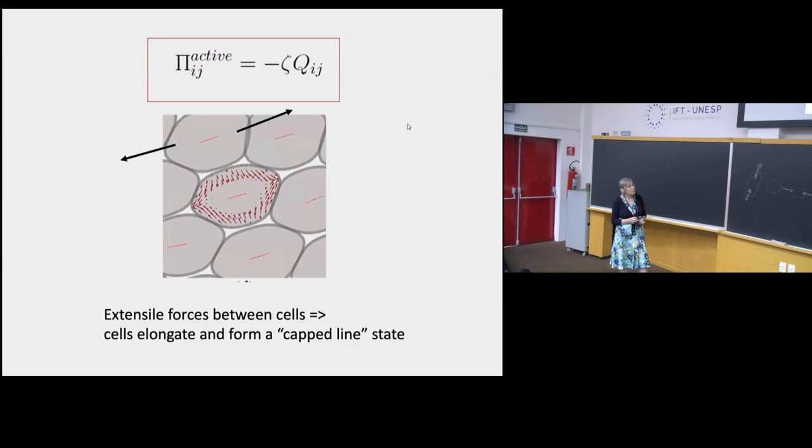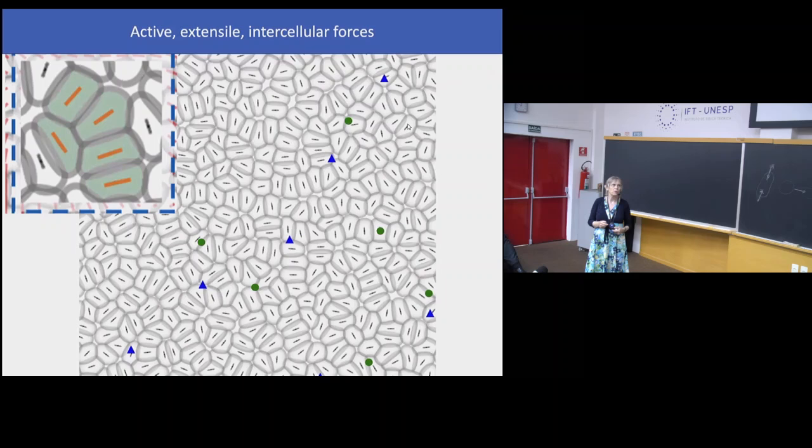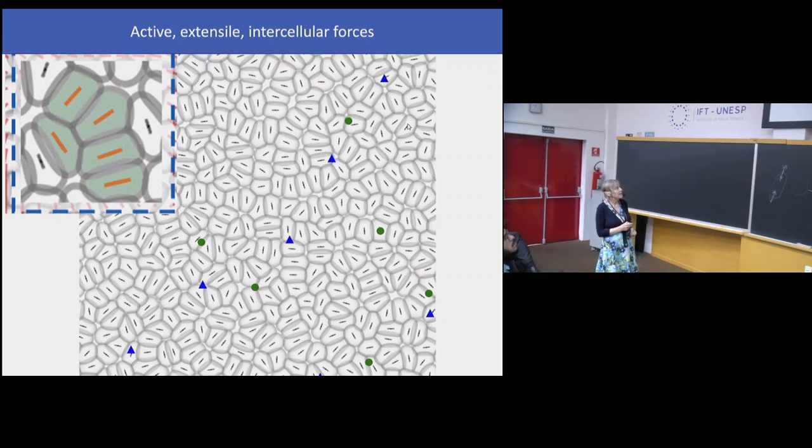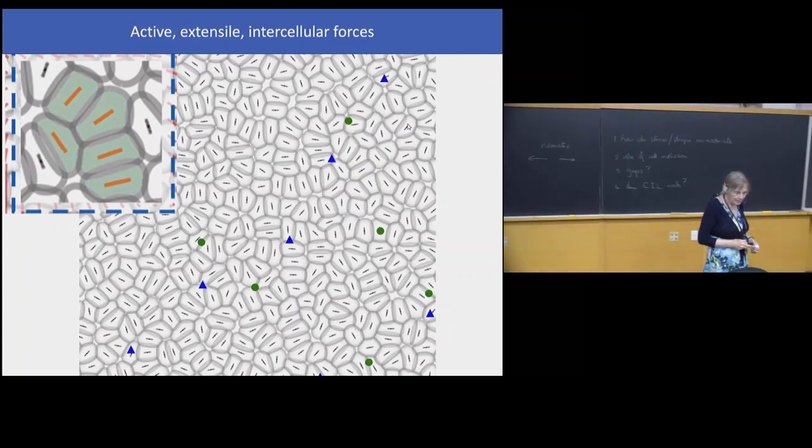If you put extensile forces between cells, the cells elongate, but they want to line up perpendicular to each other. And if you do rod simulations, that's what you see. You see this thing called a capped line state, and I'm saying this perhaps a little bit more for the experts. If you have intercellular interactions, the cells really like to line up like this, so you get lines of rods, and then the ones here want to be perpendicular. So extensile interactions between cells give you this state with what essentially is quadrupolar symmetry. And we can prove that analytically.